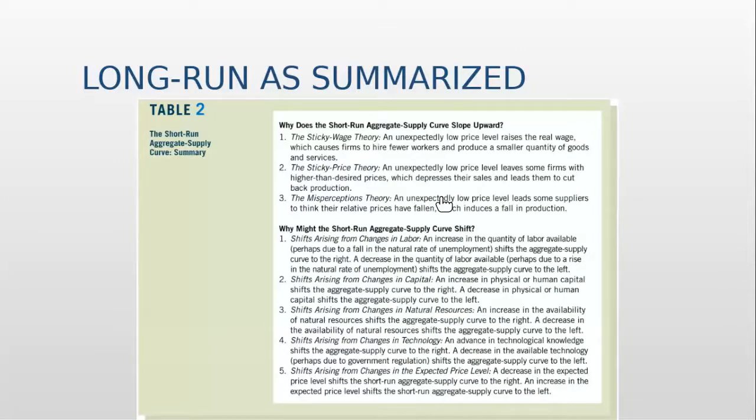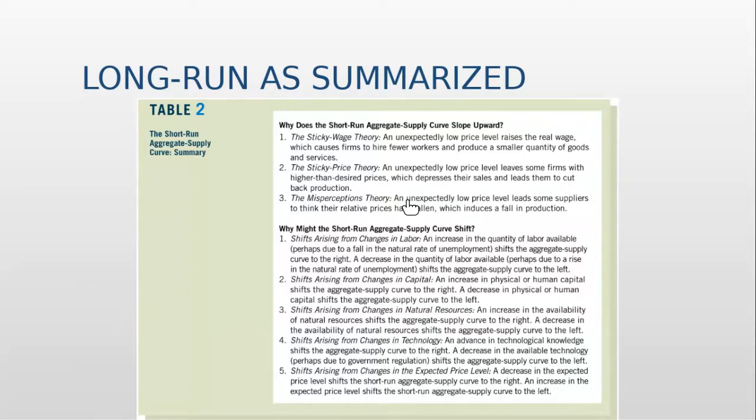Now, I want to summarize the long-run aggregate supply curve, and we'll get into this a little bit more in a second. But the key thing here is, why does the short-run aggregate supply curve slope upward? Well, ultimately, the reason why is a few things. We have the sticky wage theory, and this is that an unexpectedly low price level raises the real wage, which causes firms to hire fewer workers and produce a smaller quantity of goods and services.